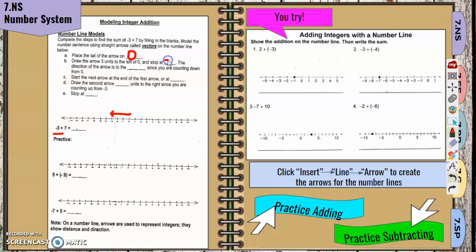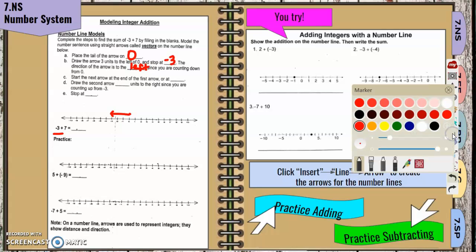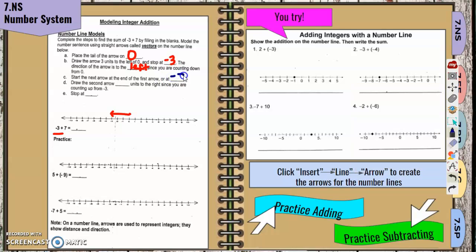Stop at -3. The direction of the arrow is to the left since you are counting down from 0. Once you've drawn the first arrow to show where we are with our first number, C says start the next arrow at the end of the first arrow, or at -3 in this case.